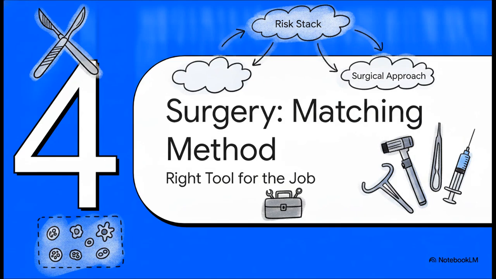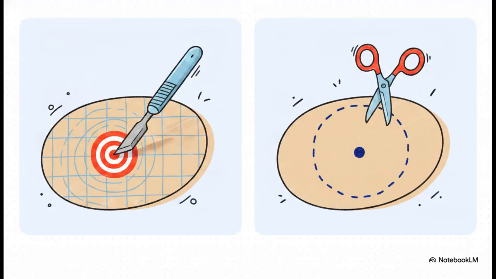Section 4. Surgery, matching the method. Now that we understand the risk stack we built earlier, how does it actually inform the surgical approach? The goal here is matching the method to the specific tumor. Mohs, or another complete mapped margin method, is often strongest when the tumor is high risk, recurrent, aggressive, poorly defined, or sitting on tissue-sensitive anatomy where you really can't afford to lose unnecessary normal skin. On the other hand, standard excision can be absolutely excellent for many primary, well-defined lower-risk tumors. The big takeaway here? A genuinely low-risk tumor shouldn't automatically get the most complex treatment. The treatment must match the risk.